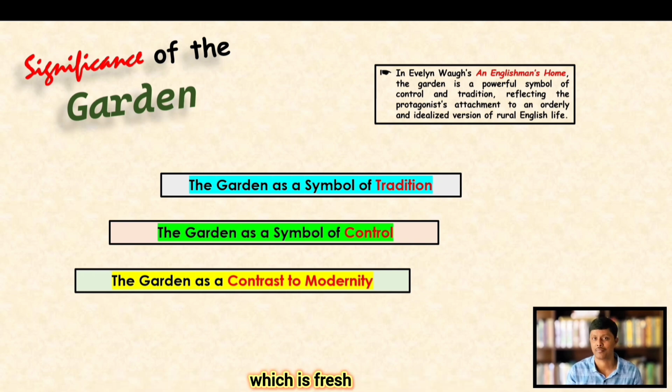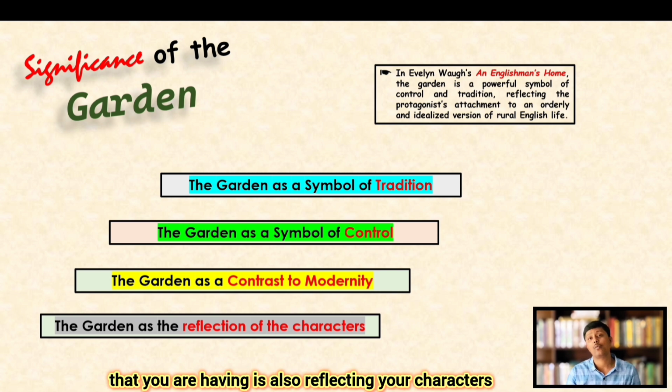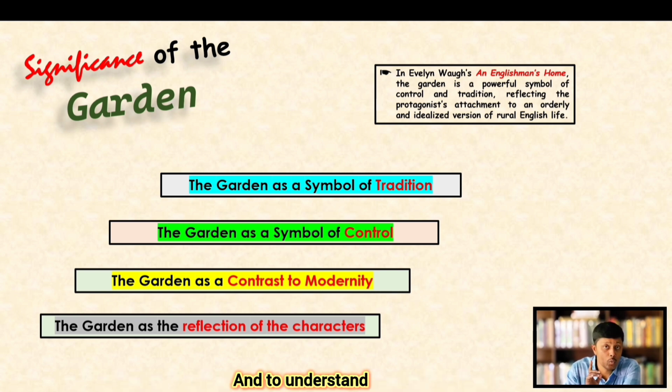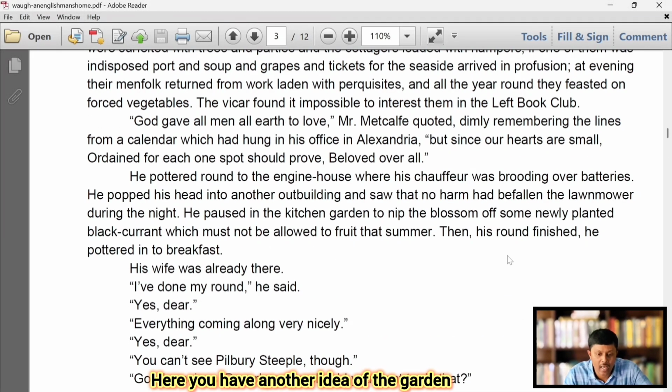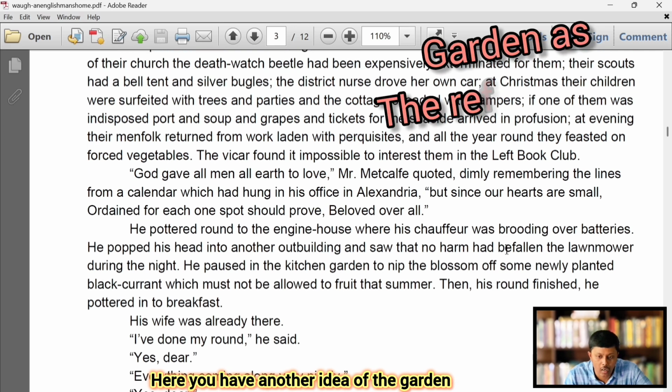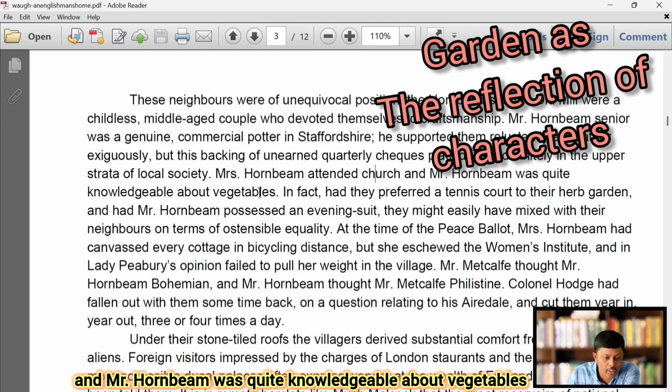which is fresh. The garden is also the reflection of the characters. The kind of garden that you have is also reflecting your character. And to understand that, let me refer back to the end of part 1. Here you have another idea of the garden. Mrs. Hornbeam attended church, and Mr. Hornbeam was quite knowledgeable about vegetables.